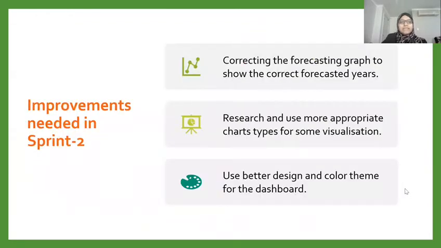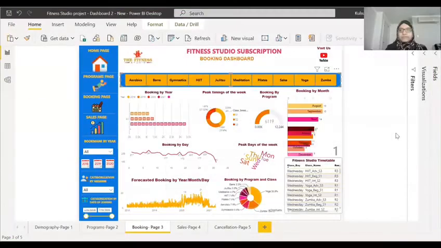Some of the improvements that are needed in Sprint 2 are, the forecasting graph that I have created needs some correction in the years. Research has to be done on using appropriate chart types for better visualization. We can also make the dashboard design and color theme better.